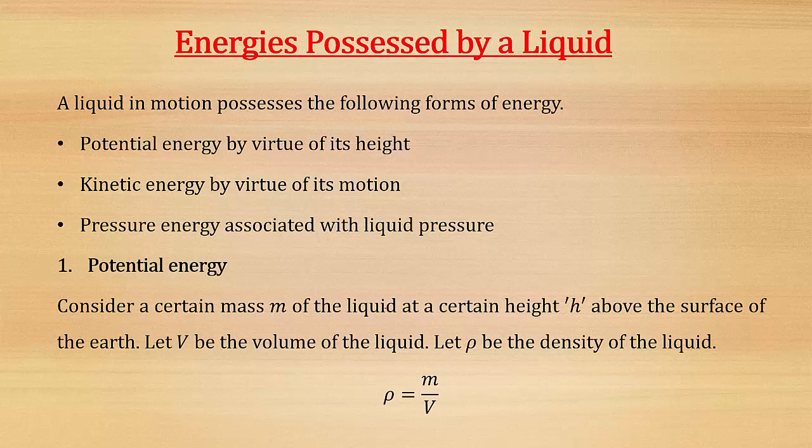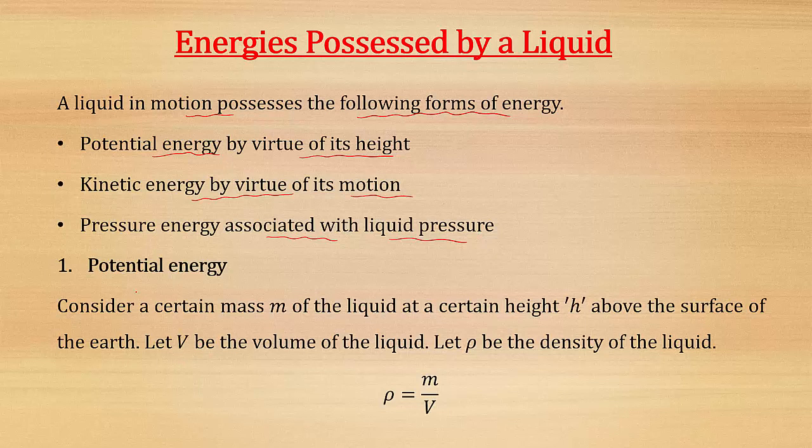The energy possessed by a liquid. A liquid in motion possesses the following forms of energy. What type of energy is possessed by liquid? One is potential energy, second is kinetic energy, third is pressure energy. Potential energy is by virtue of its height, kinetic energy is by virtue of its motion, and pressure energy is associated with the liquid pressure. These are the 3 energies possessed by the liquid. Remember, which are the 3 energies? Kinetic energy, potential energy and pressure energy.